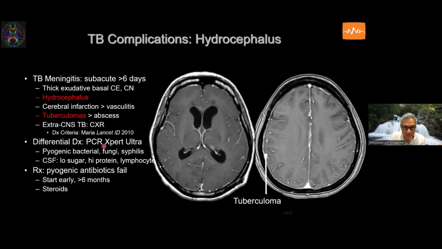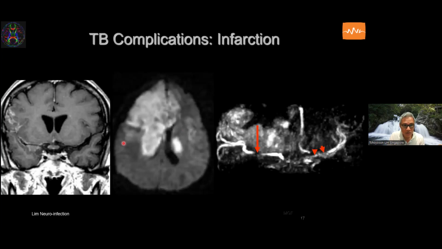Nowadays, the PCR analysis, if available in your hospital, will be very much more helpful. And as I've said, the reason for that is that antibiotics will fail if the patient has TB. We need to start early, and we need to start steroids very quickly to make sure that there are fewer complications arising. So in addition to hydrocephalus, one of the most feared complications is cerebral infarction.